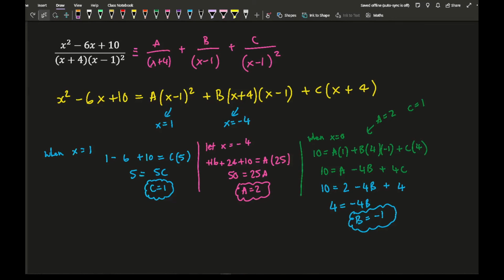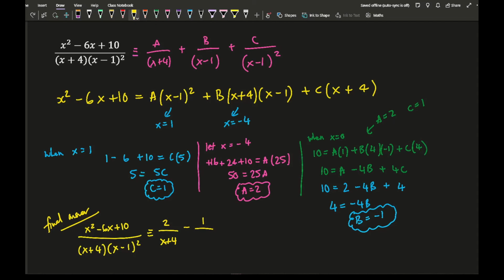And then all I need to do is write down my final answer, so let's write the final answer here, which is (x squared minus 6x plus 10) over (x plus 4)(x minus 1) squared is going to be equal to a, which is 2 over (x plus 4), b, which is minus 1 over (x minus 1), and plus 1 over (x minus 1) squared. And there you go. And there is our final answer.